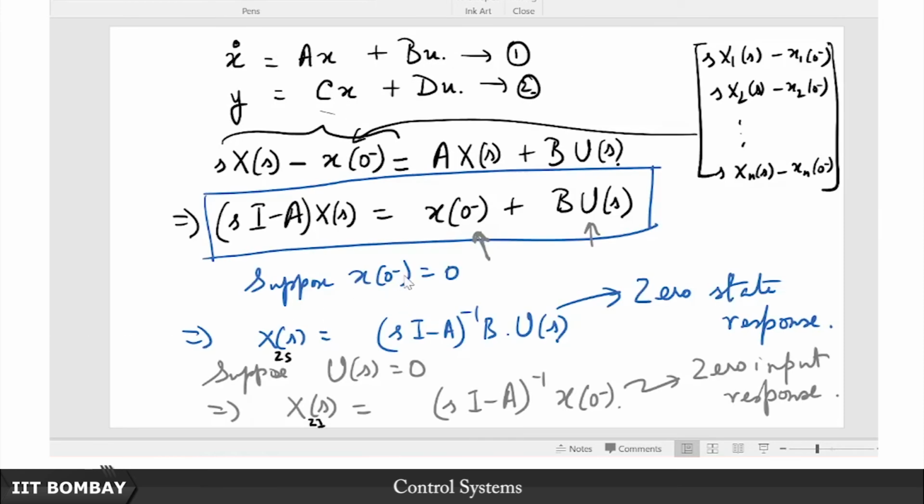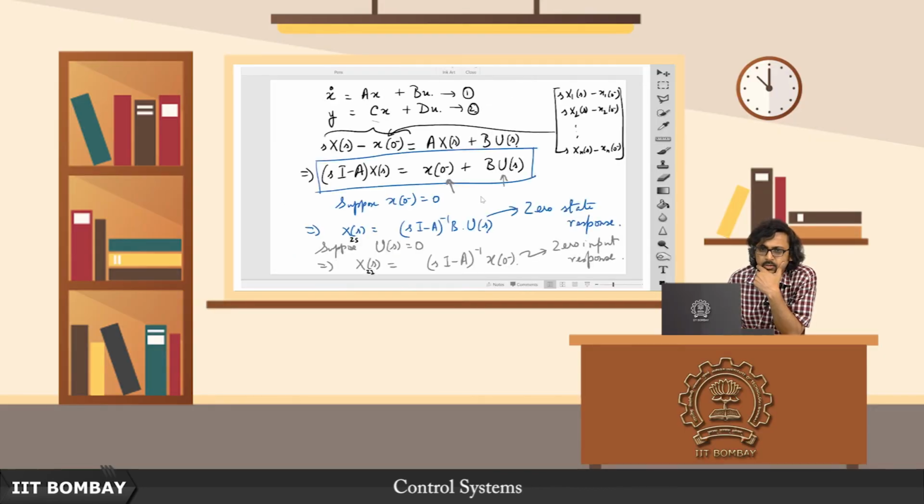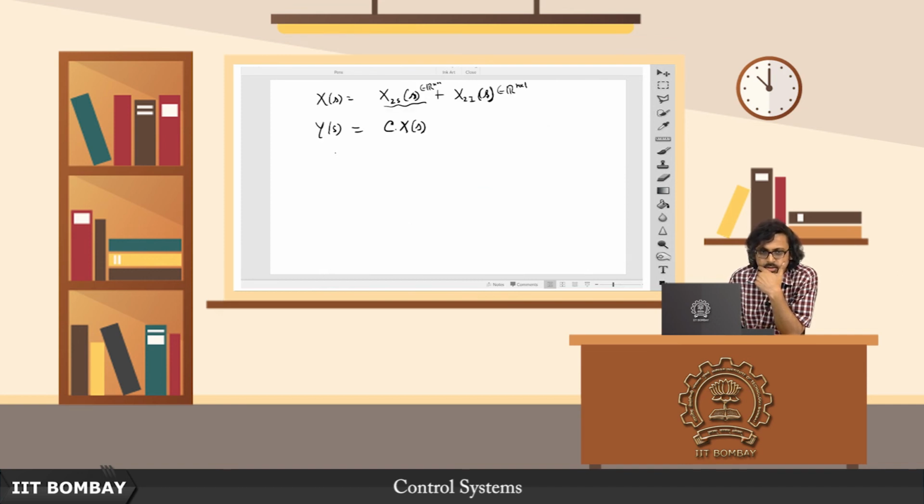But then, are we there yet? Have we actually solved for x yet? Let us just focus on these terms one by one. Let us first focus on the zero input response. So focus on X zero input of s. That is going to be this (sI minus A) inverse x0 minus.